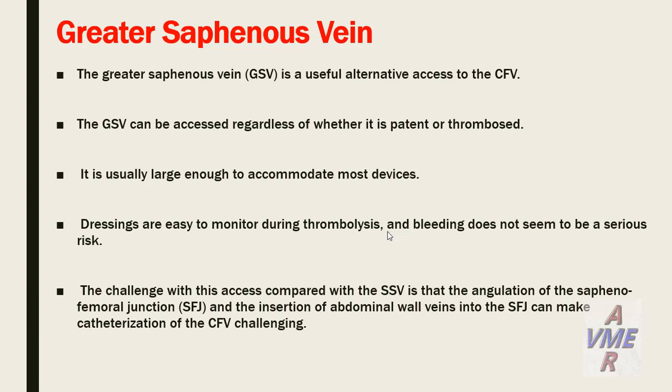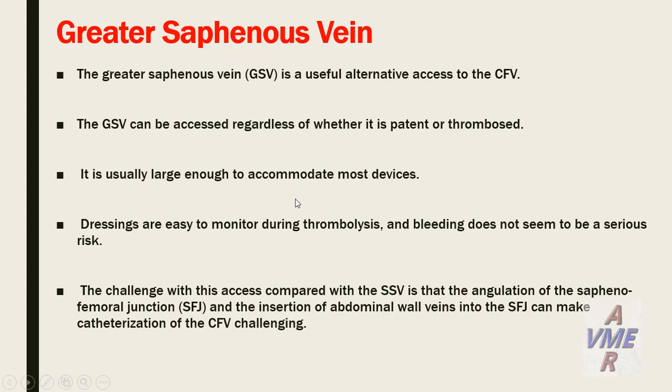The challenge with this access, compared to the short saphenous vein, is the angulation of the saphenofemoral junction. It will be a bit difficult when you are trying to insert large stents and balloons. The insertion of the abdominal wall vein into the saphenofemoral junction can make catheterization of the common femoral vein challenging, and you can correct this angulation by using a stiff wire. It may be difficult to pass a standard wire followed by standard balloons or stents, but this angulation can be straightened using a stiff wire and then passing the balloons and stent over it. But it's also a limiting factor in some cases if you have severe angulation, and it will be difficult to access with large balloons.